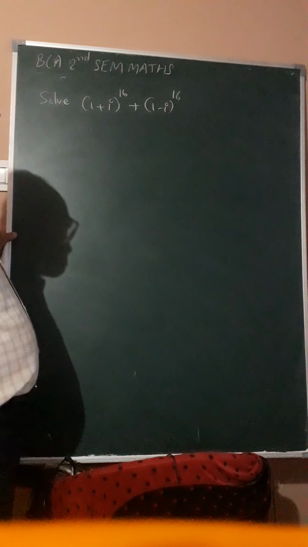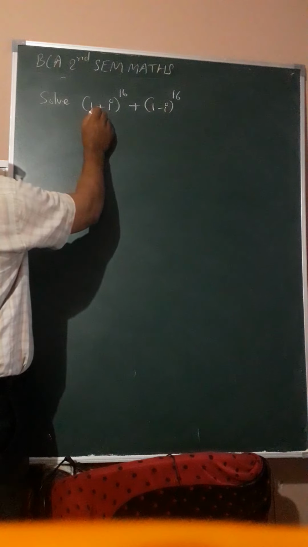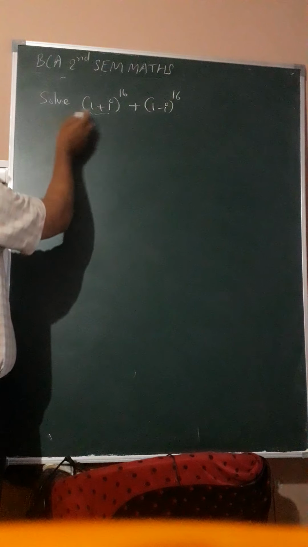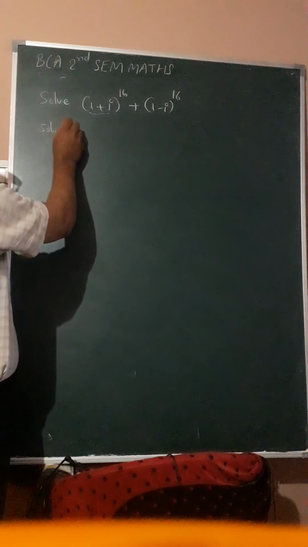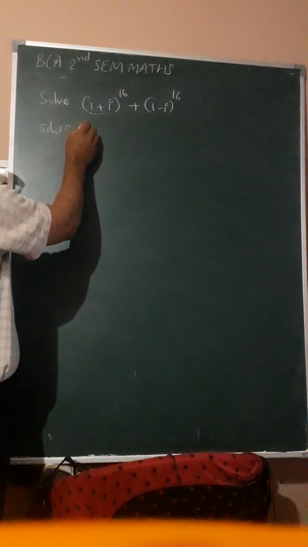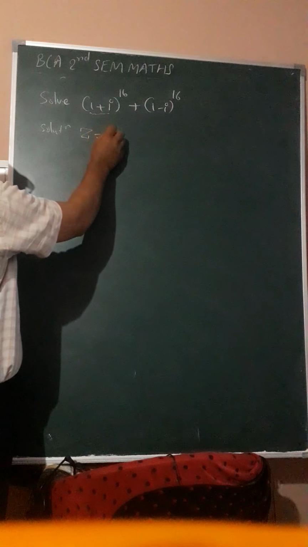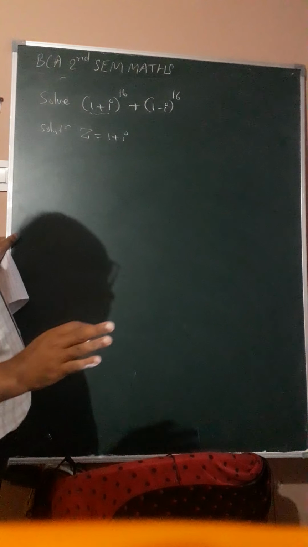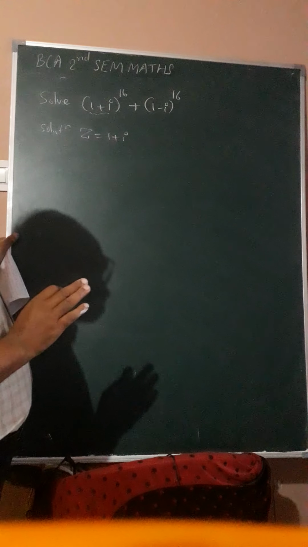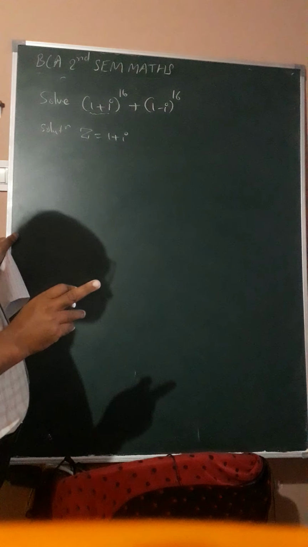Dear students, first we will consider the term inside the bracket, that is 1 plus i. Equating this term to z, the solution is z is equal to 1 plus i. We know it is a complex number, and we should find the modulus and amplitude of this complex number, and also find the polar form.